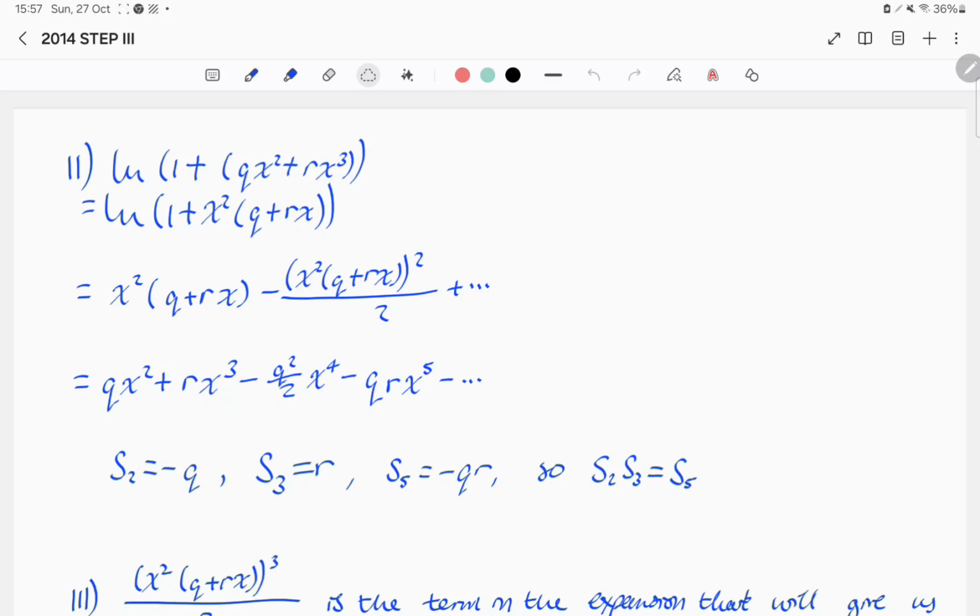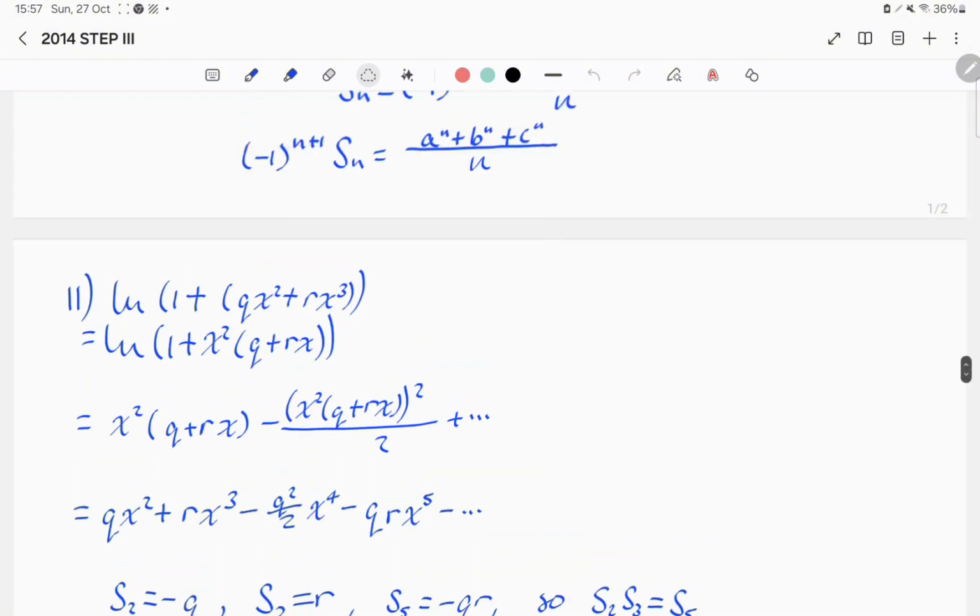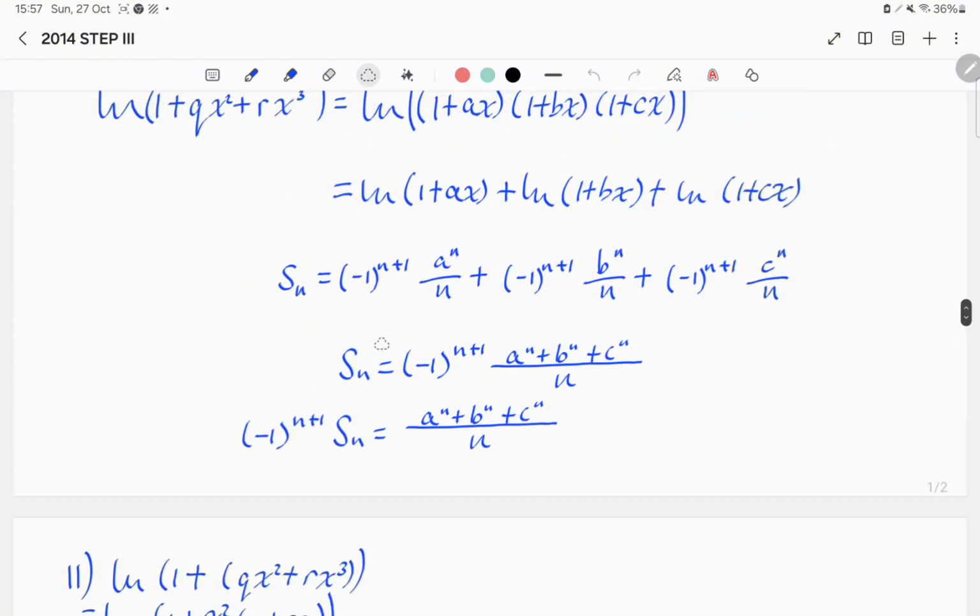From this, we can directly see that S2 is equal to negative q, S3 is equal to r, and S5 is equal to negative qr, which proves that S2 S3 is equal to S5. Notice that S2 is equal to negative q because up here we have that S2 is equal to (-1) to the power of 3 times q.